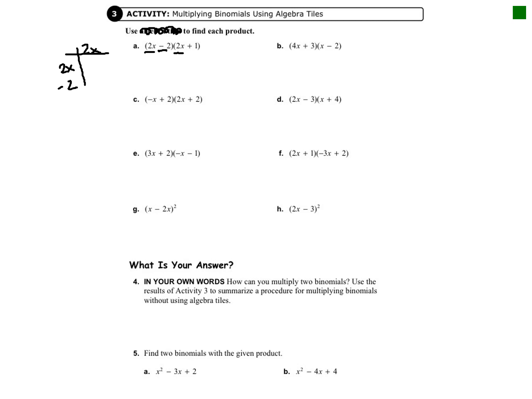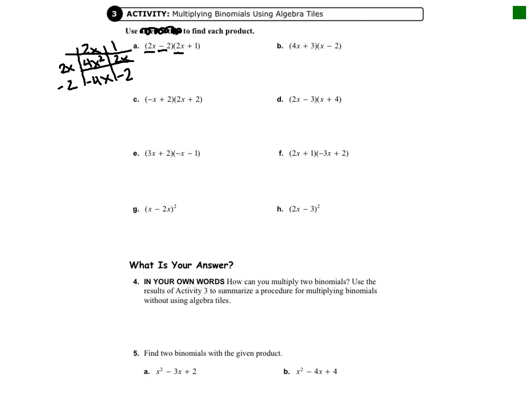2x, our first term, and 1, our second term. And I'm going to just go through and fill in the boxes with their product. So 2x times 2x is 4x squared. 2x times 1 is 2x. 2x times negative 2 is negative 4x. And negative 2 times 1 is negative 2.